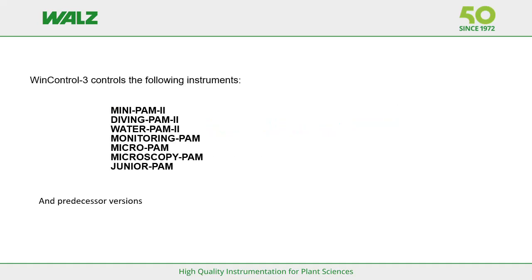The instruments controlled by WinControl-3 are the MINI-PAM-II, which in this tutorial will be the reference instrument, the DIVING-PAM-II, WATER-PAM-II, MONITORING-PAM, MICRO-PAM, MICROSCOPY-PAM and JUNIOR-PAM. Categorizing these instruments, the MINI-PAM-II and the JUNIOR-PAM are general-purpose instruments.